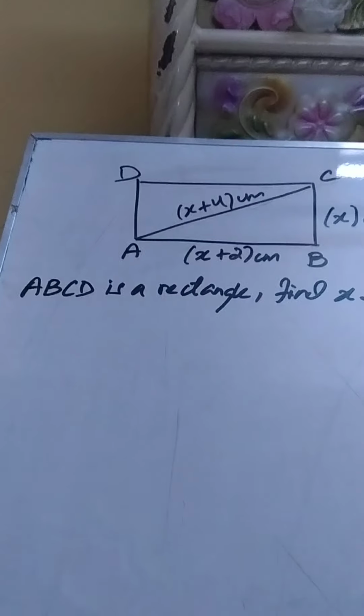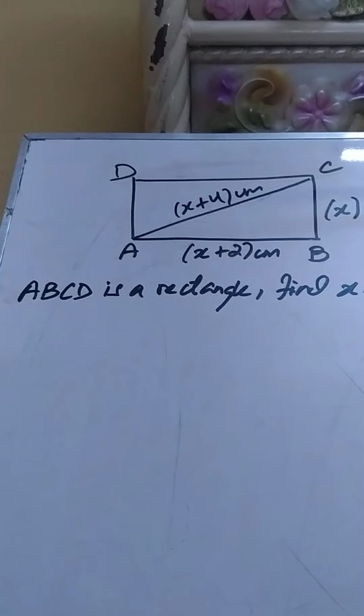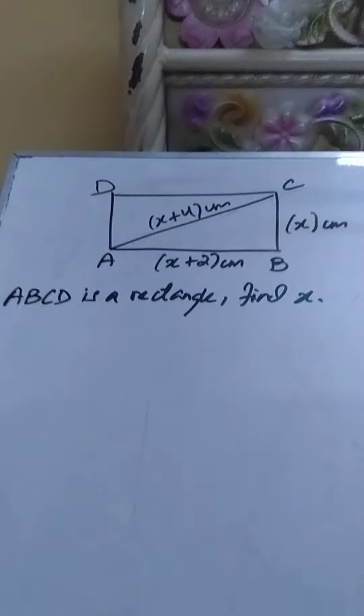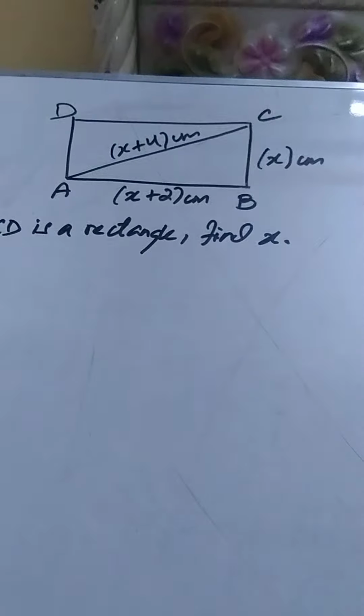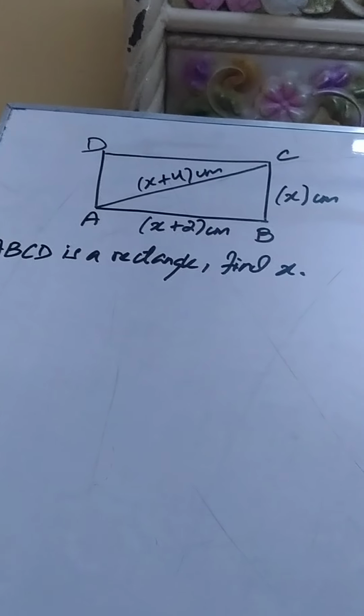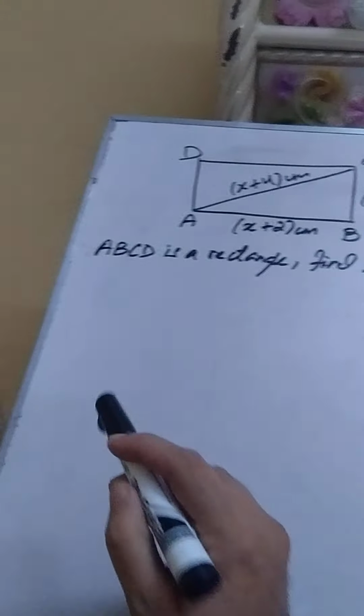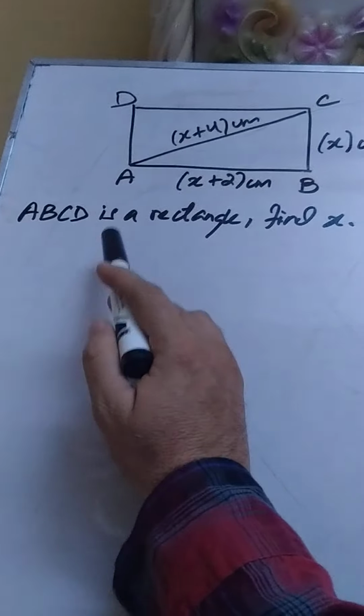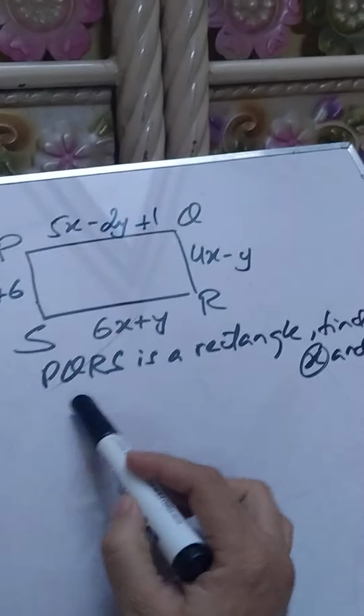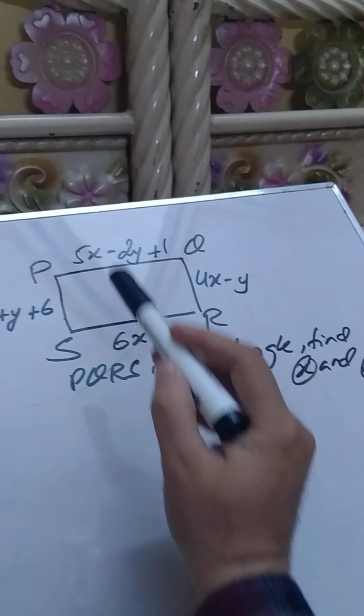Okay guys, the reason behind making this video is to explain when you will apply Pythagoras theorem and when you will apply simultaneous linear equations to form equations. So guys, look here. What is said? ABCD is a rectangle. This means this figure ABCD is a rectangle. This PQR is a rectangle. So guys, this is also a rectangle.